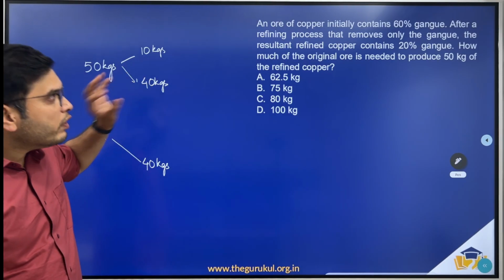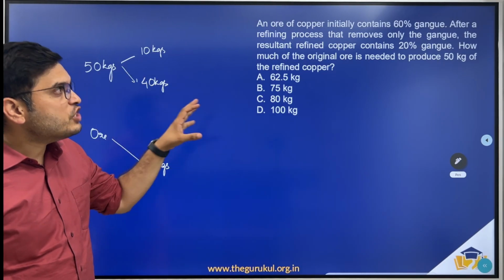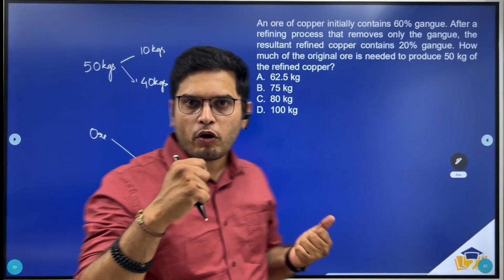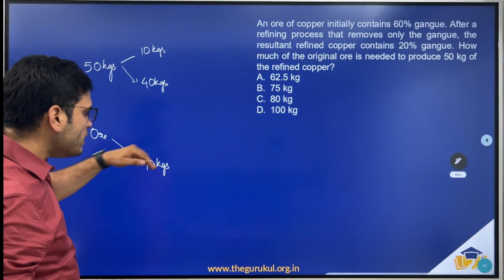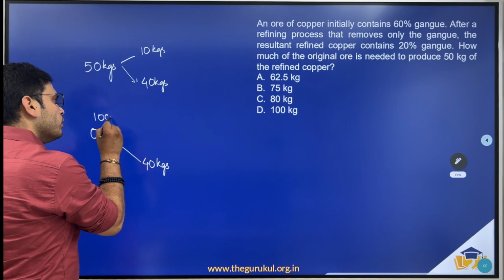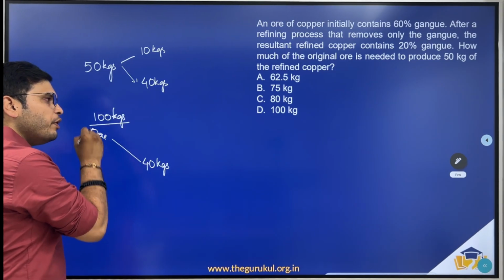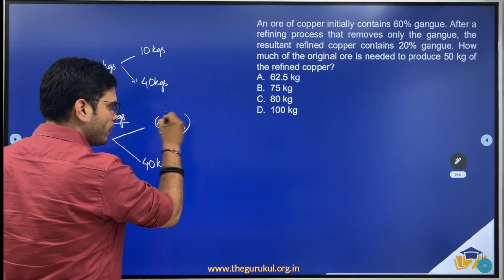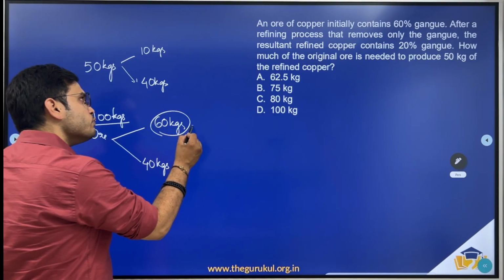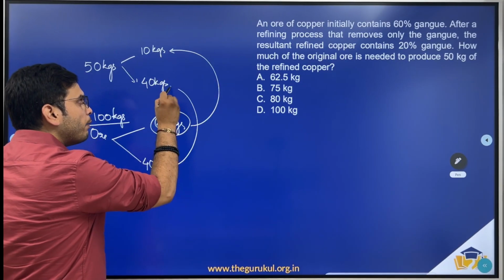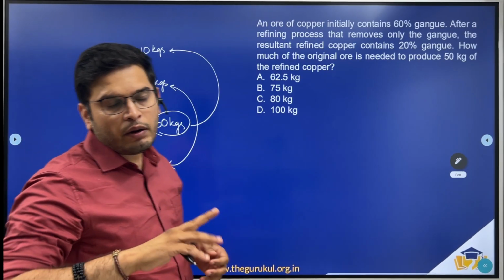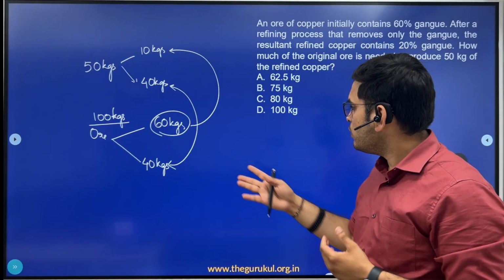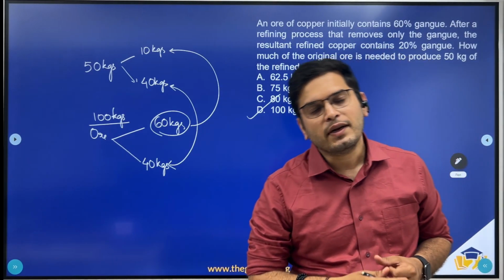Now in the original ore also, you should be having 40 kgs of copper in it, right? Now if the ore of copper initially contains 60% impurities, the remaining 40% should be copper. Now if 40 kgs is equal to 40%, the initial ore should be 100 kgs, in which 60 kgs will be impurities, right? With the refining process, this will be reduced to 10, and the amount of copper should be the same in both the ore and the refined copper, right? So the answer for this question should be 100 kgs, hence option D.